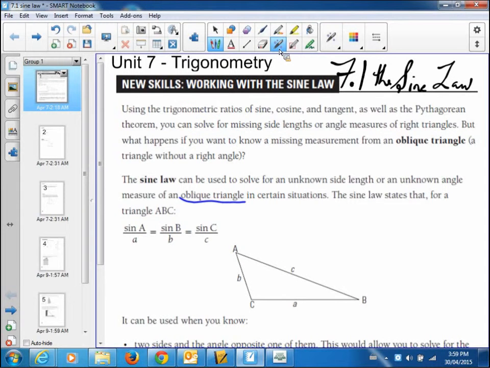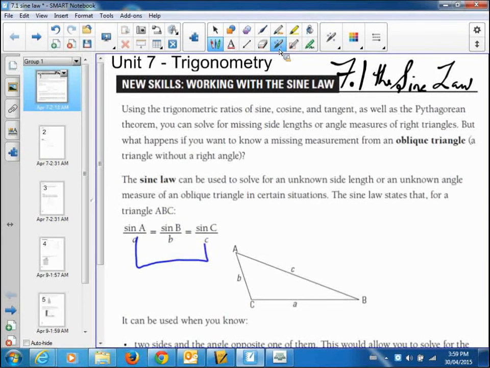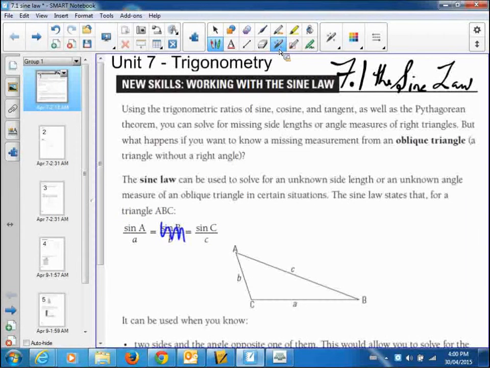The sine law states that for a triangle ABC, sine of A over A is equal to the ratio of sine of B over B. Or you can just look at these two: sine of B over side B is equal to sine of C over side C. Or you could take these two chunks and skip the middle, and say sine of A over A is equal to sine of C over C.